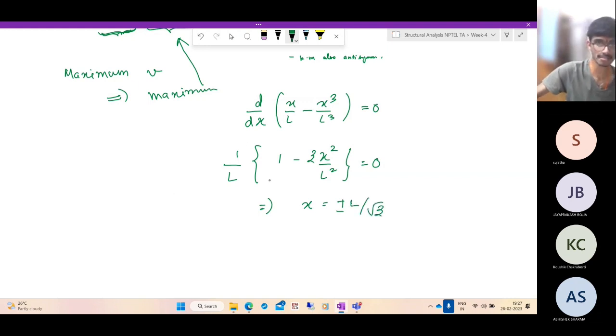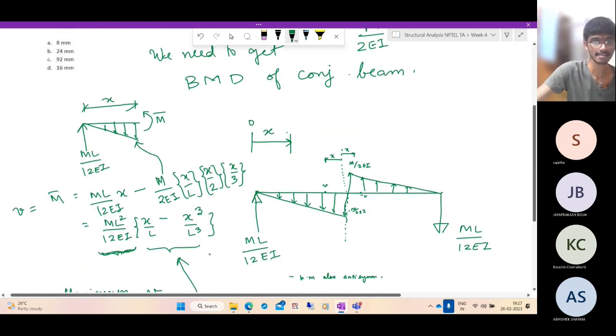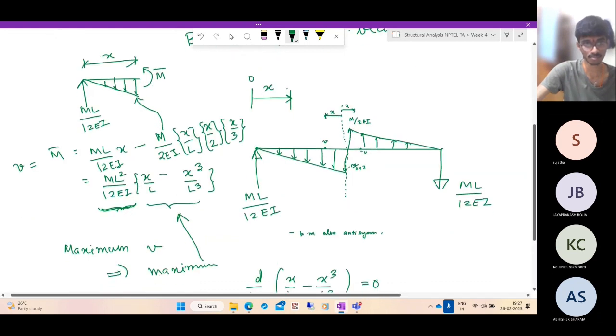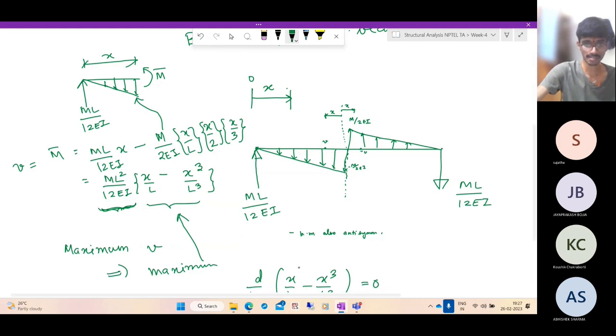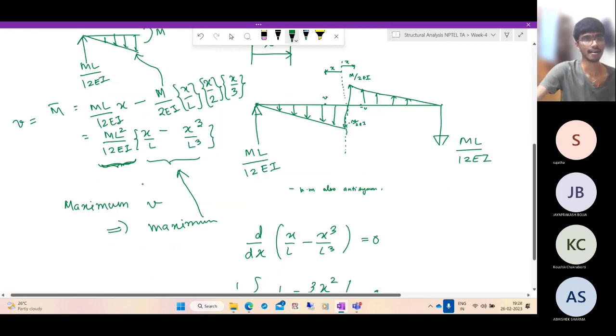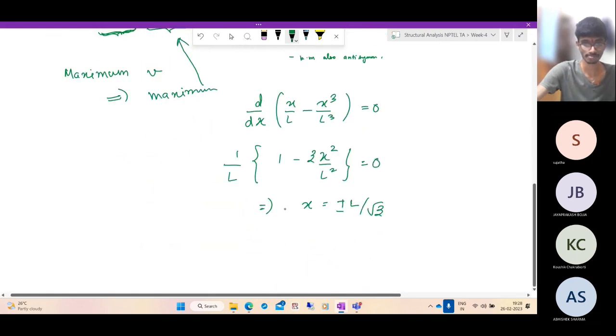Now substitute this in this one. When you maximize it, you'll get 2, but this is an odd function. If you put x equal to plus L by root 3, you'll get some quantity. If you put x equal to minus L by root 3, since it is an odd function, you'll get exactly the negative of this. So you can just take one of them, which is the maximum. So you understand what it is, right? The positive occurs on one side and the negative occurs on the other side.